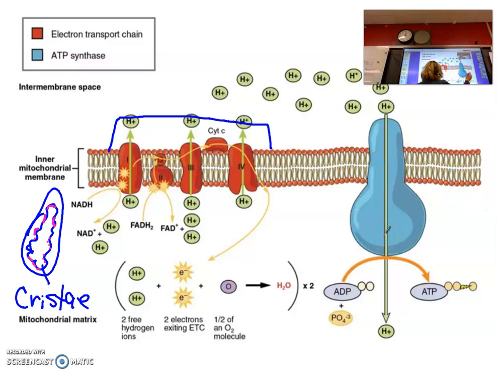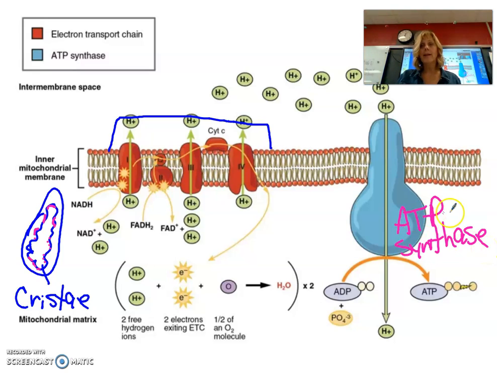This, by the way, is an enzyme called ATP synthase. It's an enzyme. Enzymes usually end in ASE, and they're named for their job. So ATP synthase is an ATP synthesizer or maker. So this is where the ATP is made.